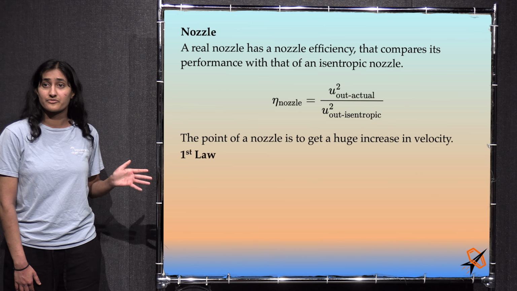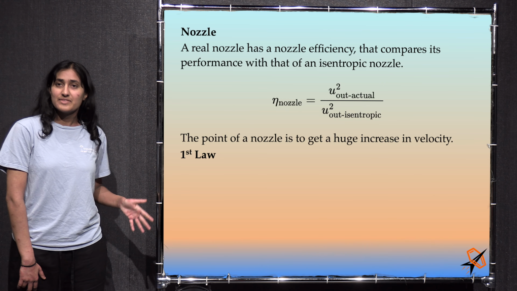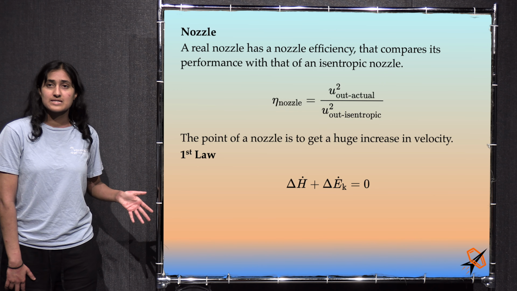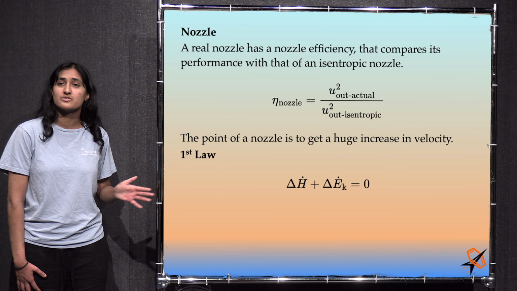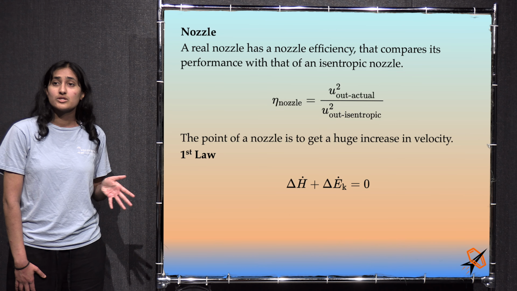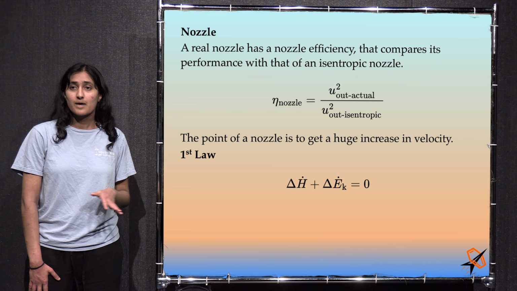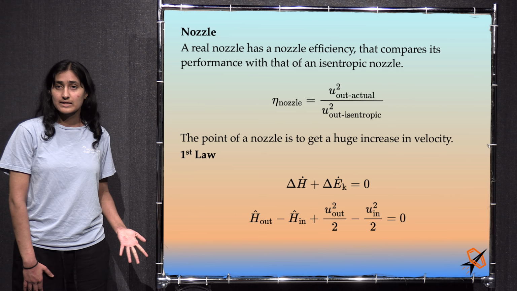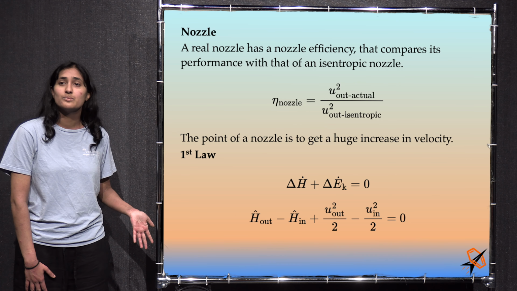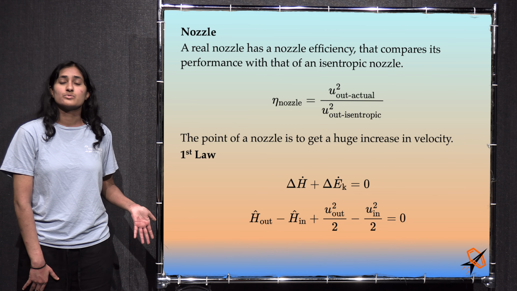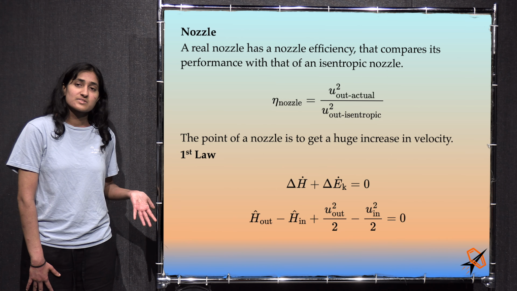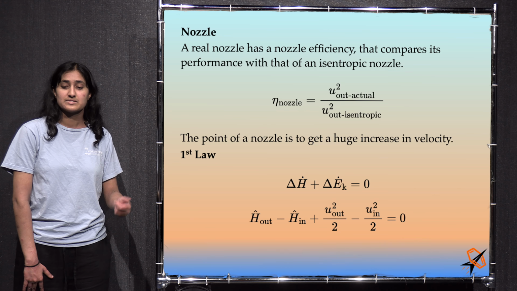We're going to begin again with the first law of thermodynamics. This time we have delta H dot plus delta EK dot equals 0, because we're going to assume that the nozzle is isentropic, so there's no Q, and that there are no moving parts in the nozzle, so no shaft work. Splitting up, we have h hat out minus h hat in plus u squared out over 2 minus u squared in over 2 equals 0. You will notice that we switch from a total to a specific basis.